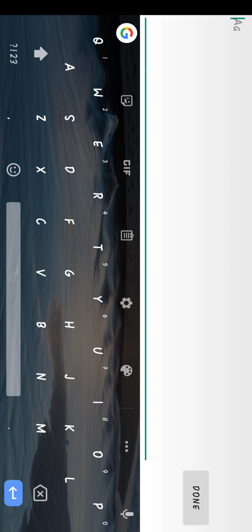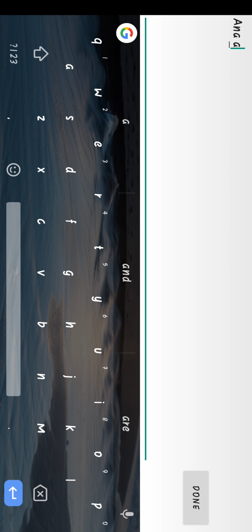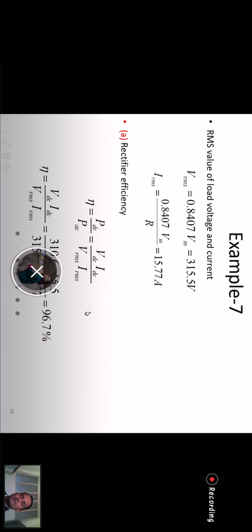So Vm, you can find out the maximum voltage. The average value VDC you can find using this formula. IDC also, RMS current and RMS voltage, and rectification efficiency. In this case, the efficiency is 96.7%. So efficiency is increasing compared with the single phase full wave rectifier, which is around 80 something. In this case, the efficiency is 96.7%.